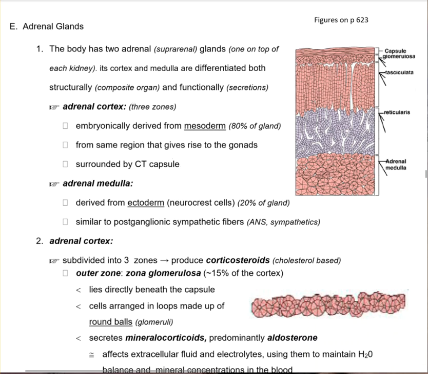It is embryonically derived from mesoderm, okay? And so that is the same embryonic tissue that gives rise to the gonads, and therefore some of the hormones that are going to be released have kind of similar effects. So that's interesting. And then up at the very top there's this fibrous connective tissue capsule that encapsulates the entire adrenal gland.